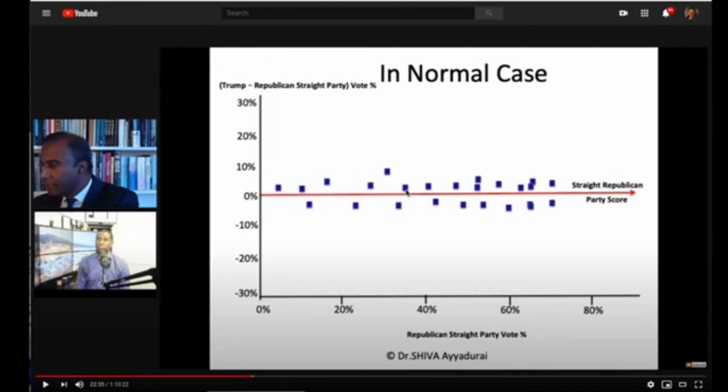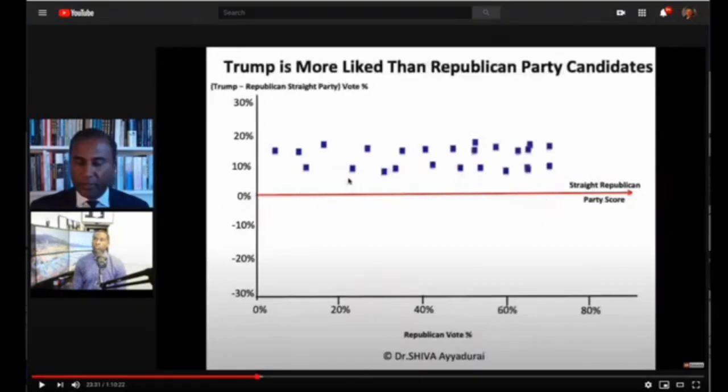This should be pretty clear. Some are above the line, some are below the line. That's a normal deviation. That's what we'd expect to see. If you saw this, what this would tell you is that Trump is more popular than the average Republican votes.